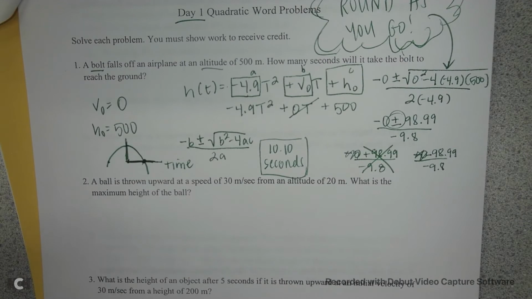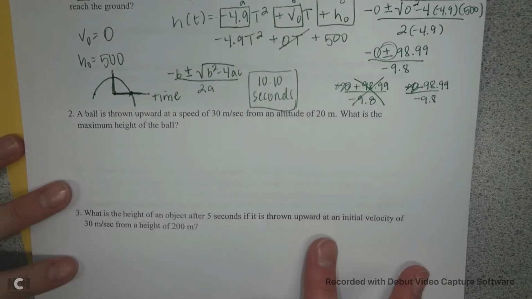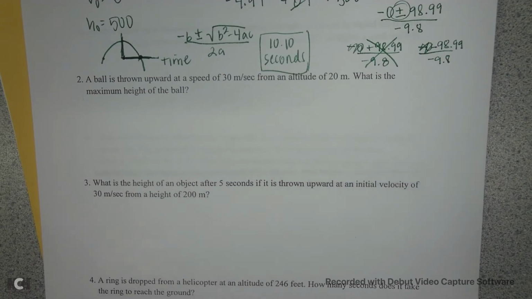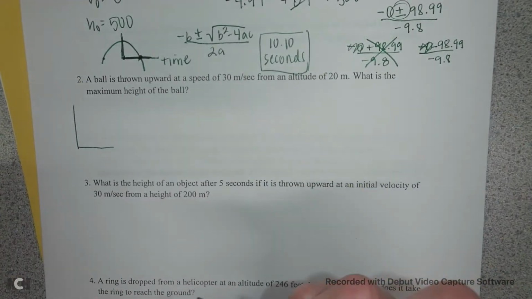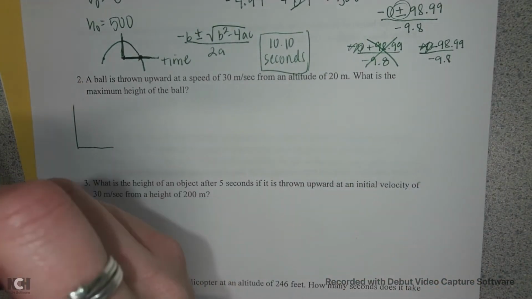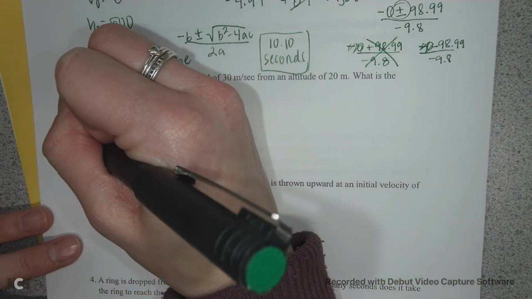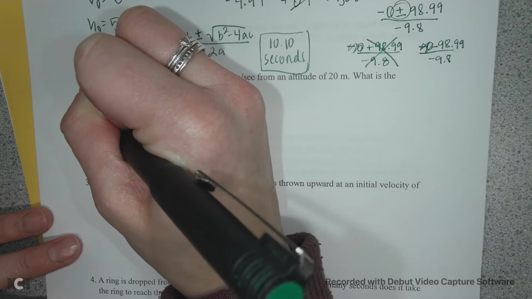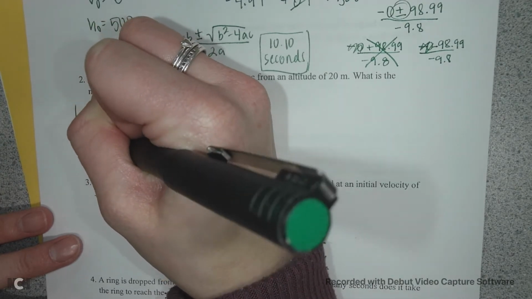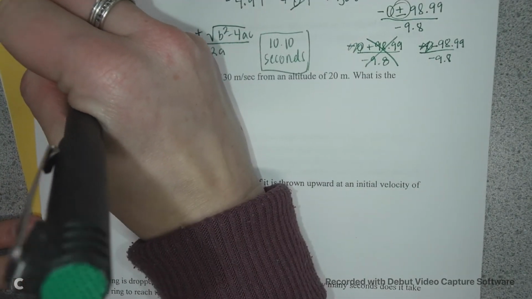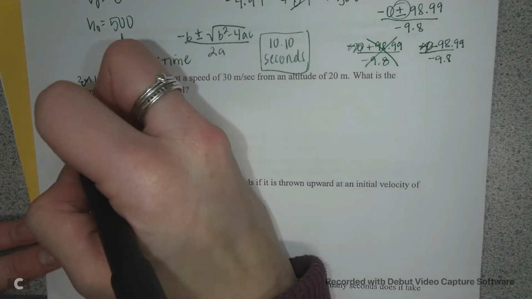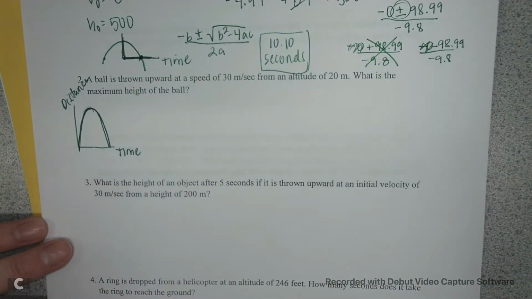Okay, then I want to do number 2. A ball is thrown upward at a speed of 30 meters per second from an altitude of 20 meters. What is the maximum height of the ball? Remember, like Hulk, the ball's thrown up and time passes, so technically, even though our ball may not be making a curve, it's making a parabola because time is passing and the distance the ball is in the air from the ground is giving this arc a height.